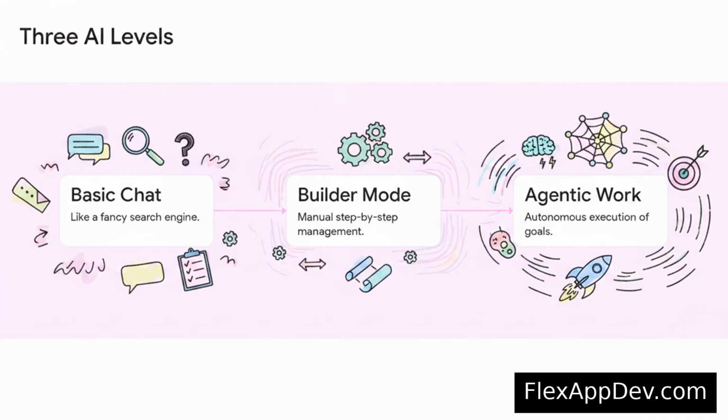But level 3? Now we're talking. That's agentic work. This is where you hand the AI a complete goal and it autonomously thinks, breaks down tasks, and executes them in sequence. You aren't managing the microsteps anymore. You are managing the final outcome.